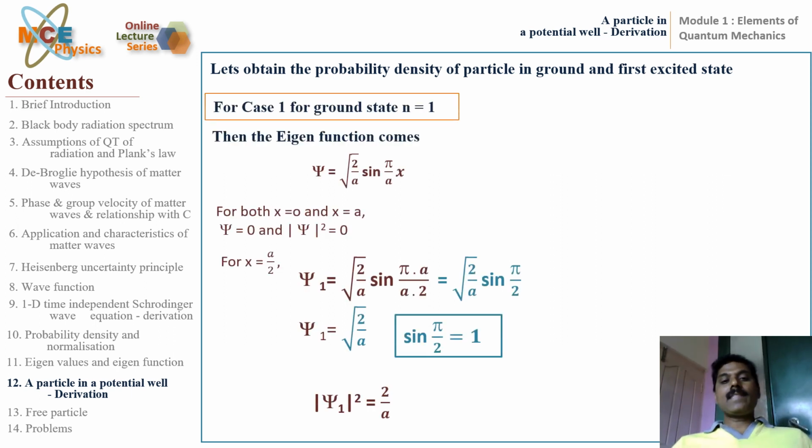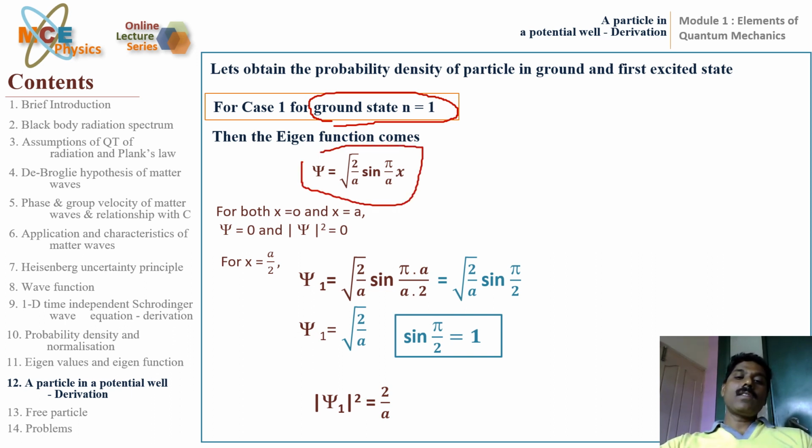Right. Let us first consider the particle in the ground state. If the particle is in the ground state, what should be the value of n? n is equal to 1. So when we put n equal to 1, the wave function psi, which I showed in the previous part, is in fact psi equal to square root of 2 by a sin n pi x divided by a, where n represents an integer.